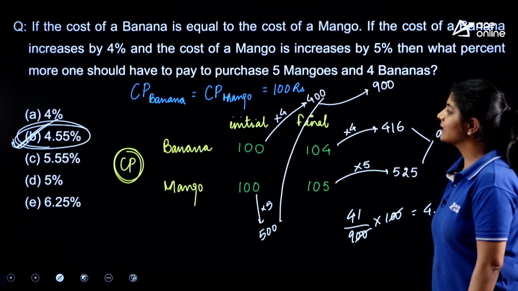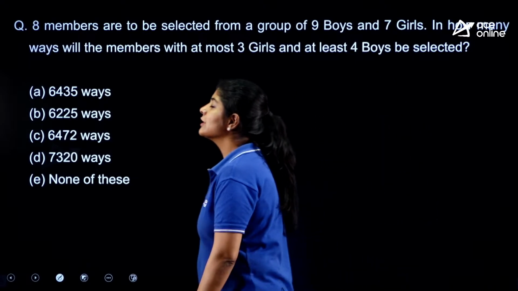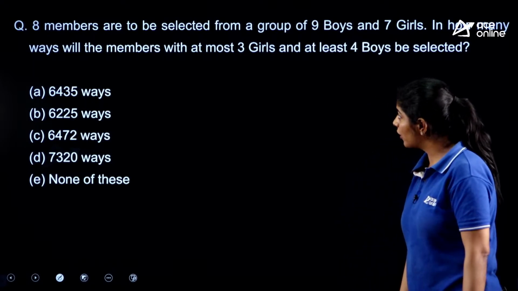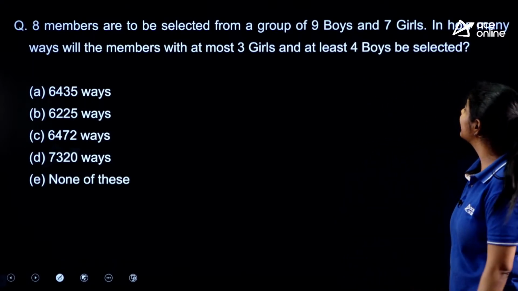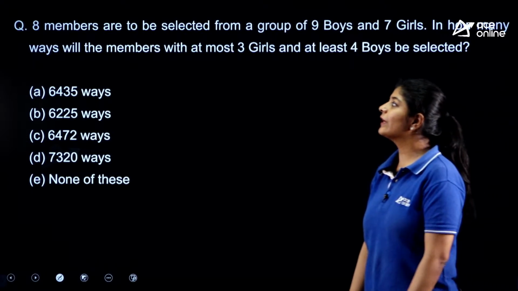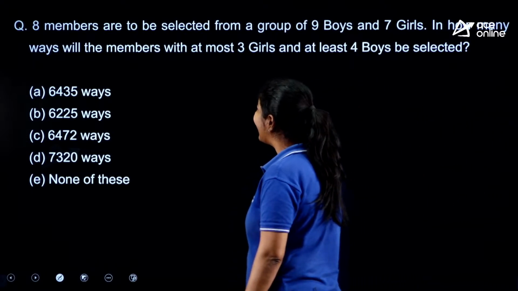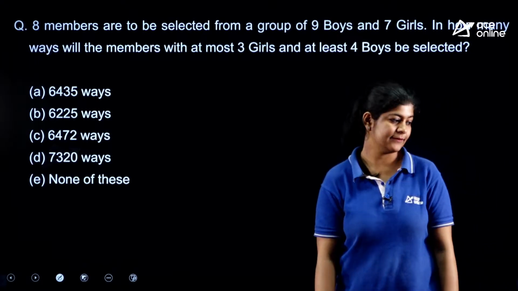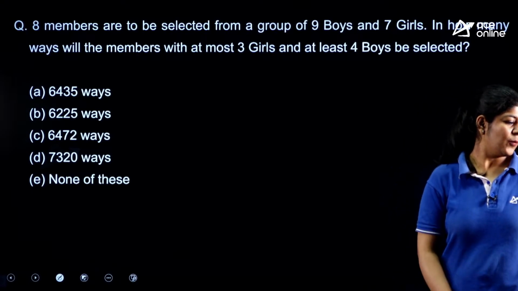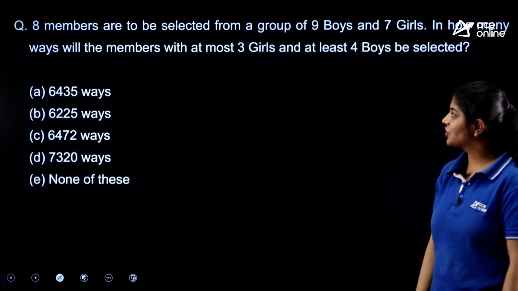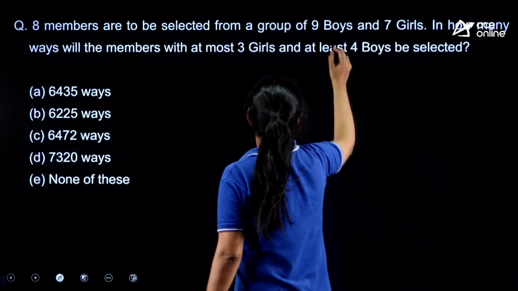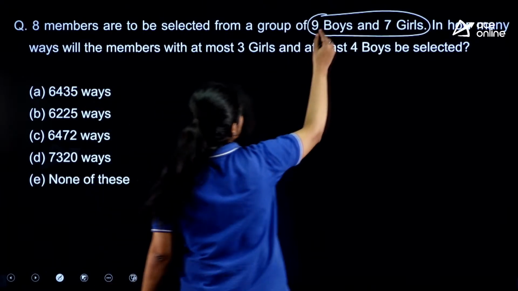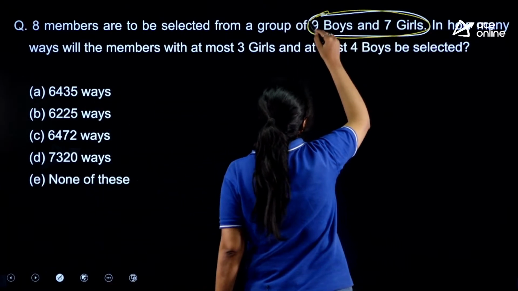Clear? Next. The next question says that 8 members are to be selected from a group of 9 boys and 7 girls. In how many ways will the members with at most 3 girls and at least 4 boys be selected? We are having one condition over here. We are having a group of 9 boys and 7 girls.